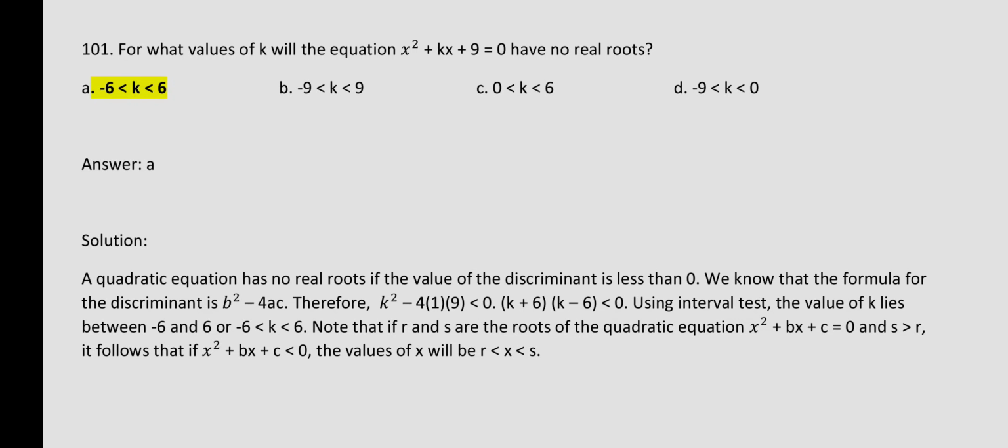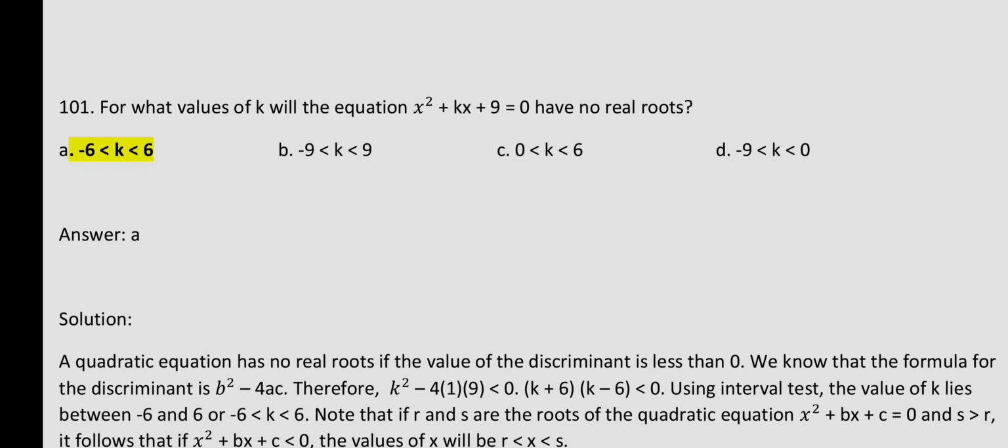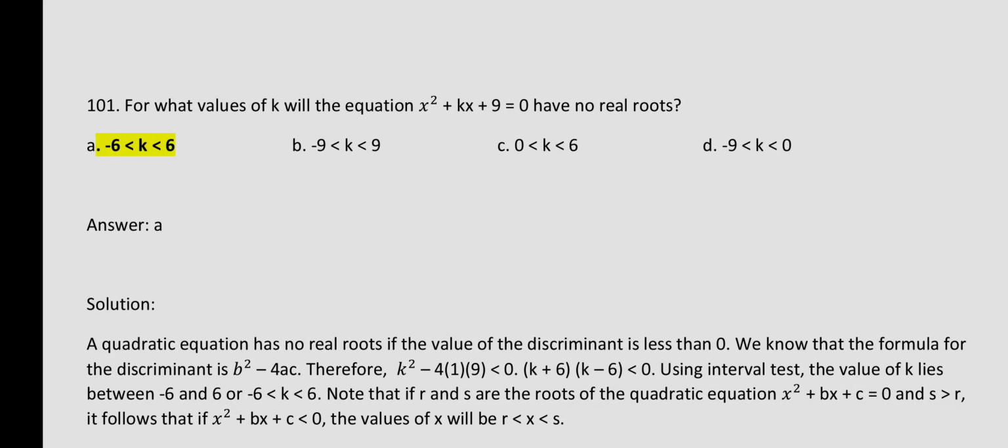Note that if r and s are the roots of the quadratic equation x squared plus bx plus c equals 0, and s is greater than r, it follows that if x squared plus bx plus c is less than 0, the values of x will be r less than x less than s. Okay, so ganun lang. Kasimple daw yung solution dyan, pero napakahaba, di ba? Tandaan mo na lang tong tanong na to, i-Lock spam mo na lang, letter A.